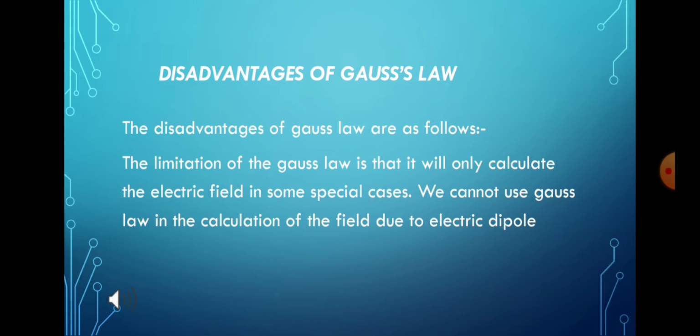Now let us see the disadvantages of Gauss's law. The disadvantages of Gauss's law are as follows. The limitation of Gauss's law is that it can only calculate the electric field in some special cases. We cannot use Gauss's law in the calculation of the field due to an electric dipole.